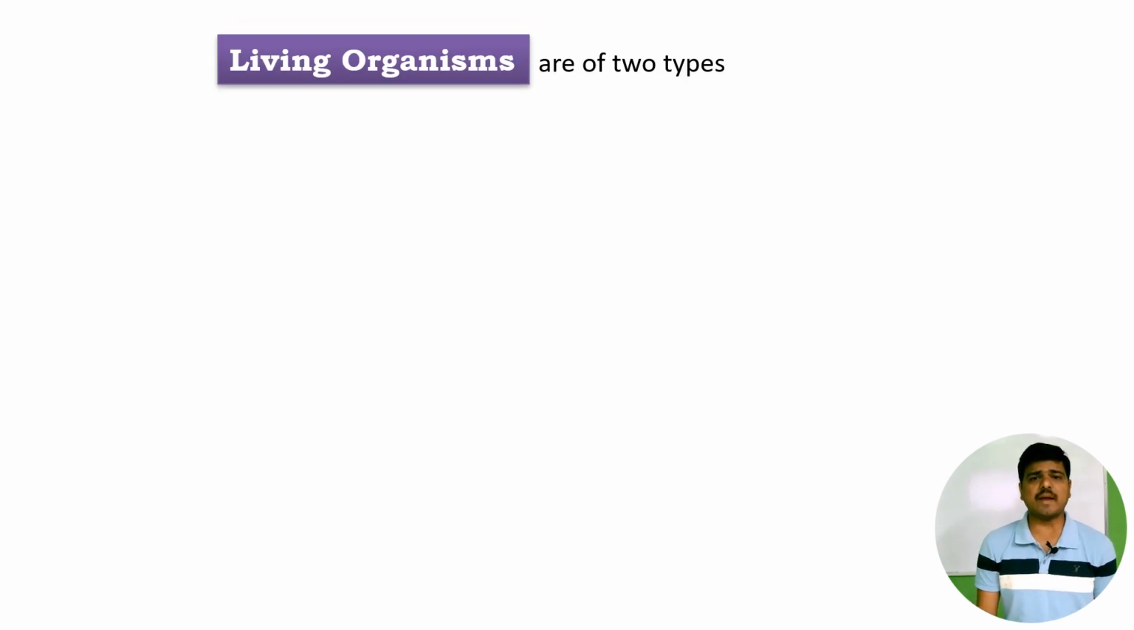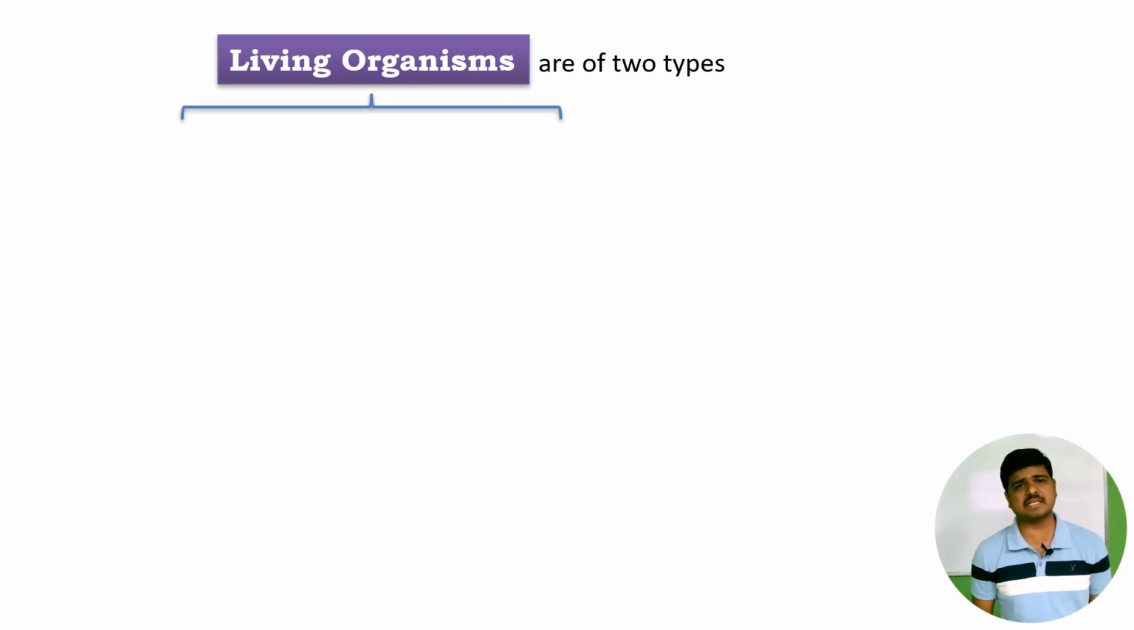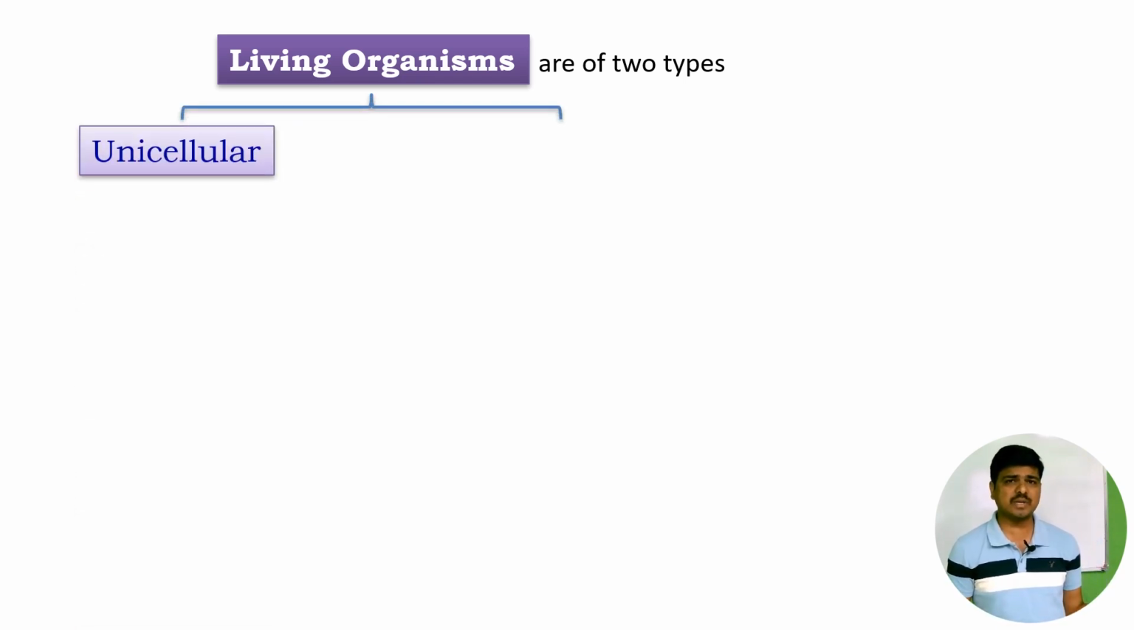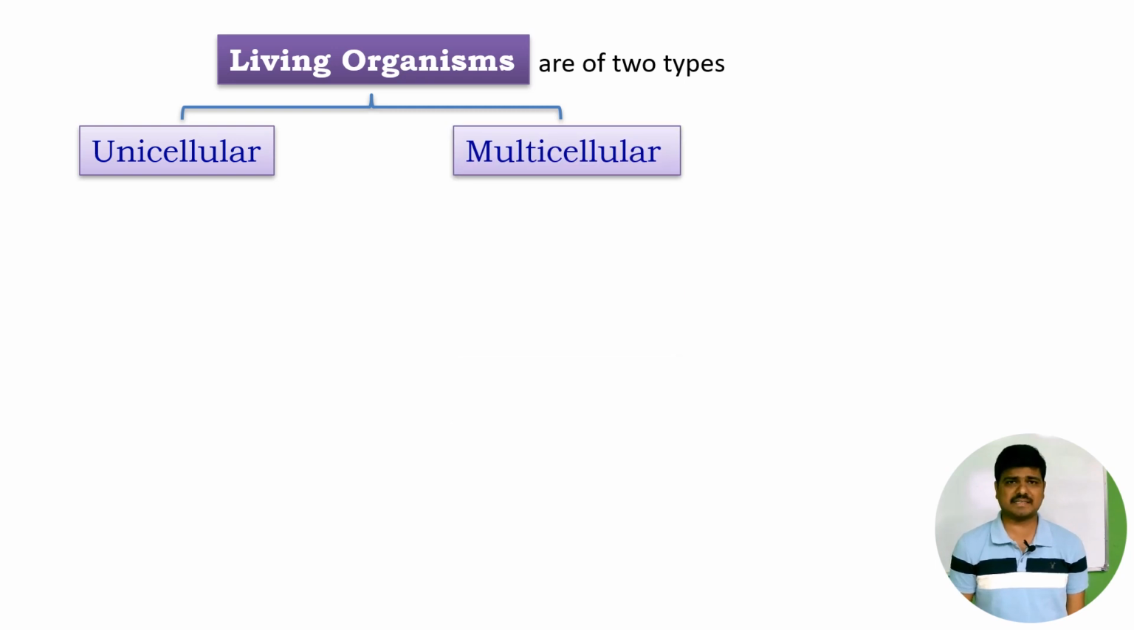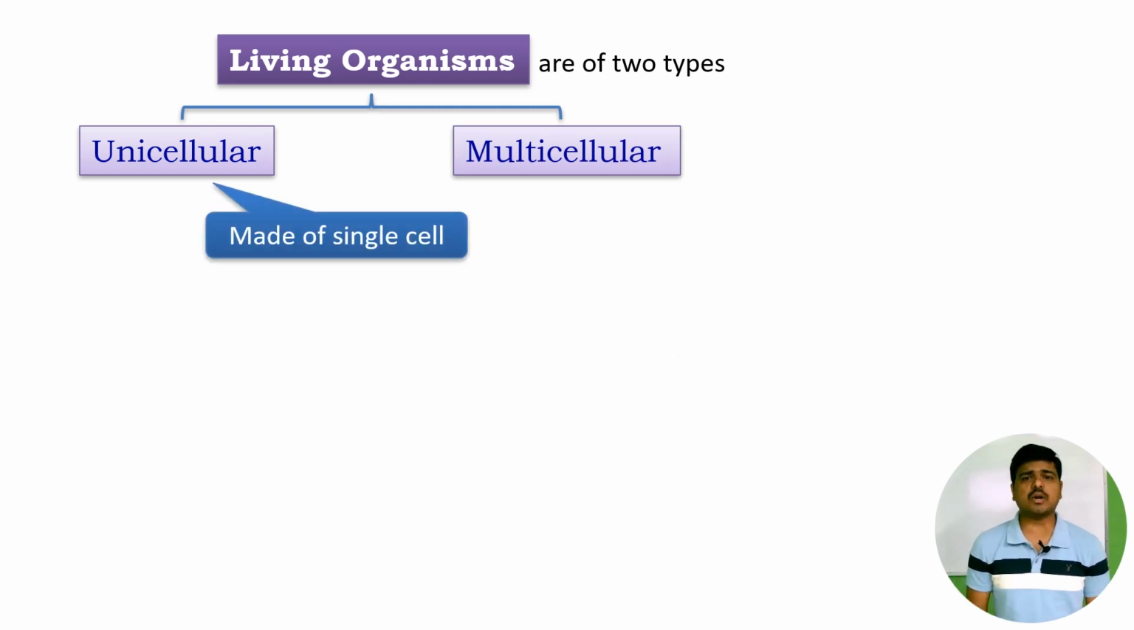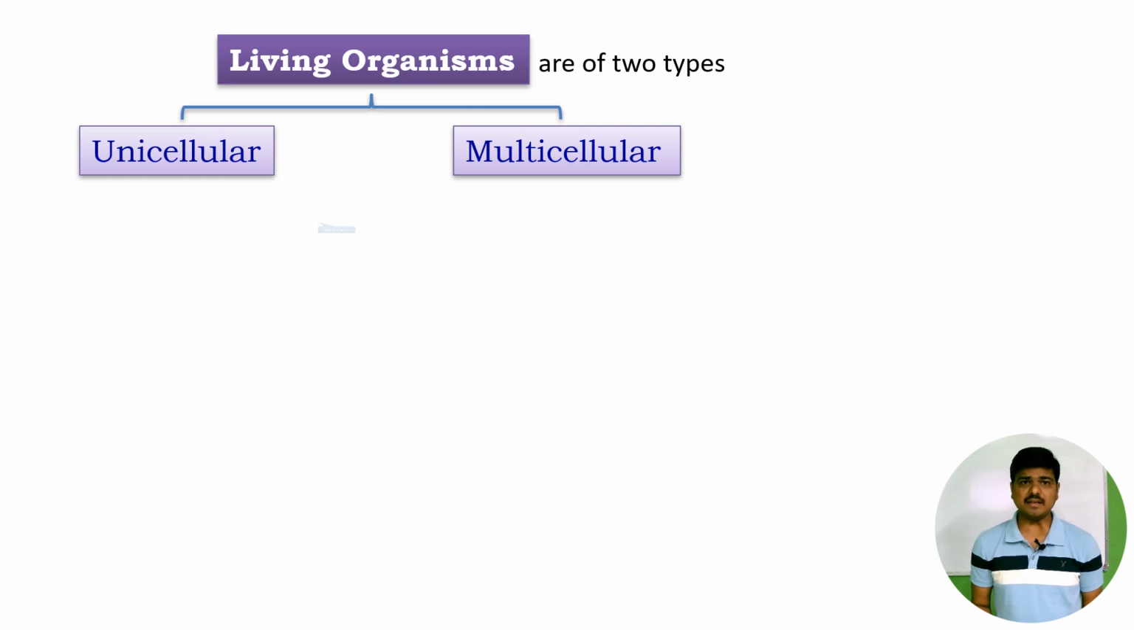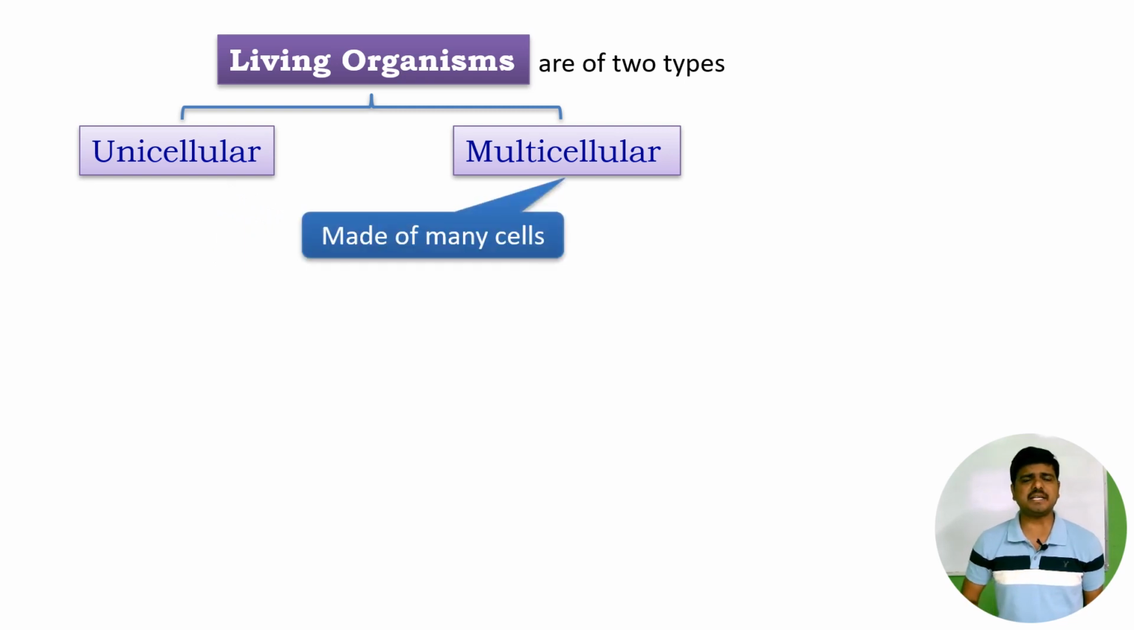Now, if we classify living organisms on the basis of the number of cells they have, they are unicellular and multicellular. Unicellular organisms have only a single cell, they are made up of a single cell, whereas multicellular organisms are made up of many cells.